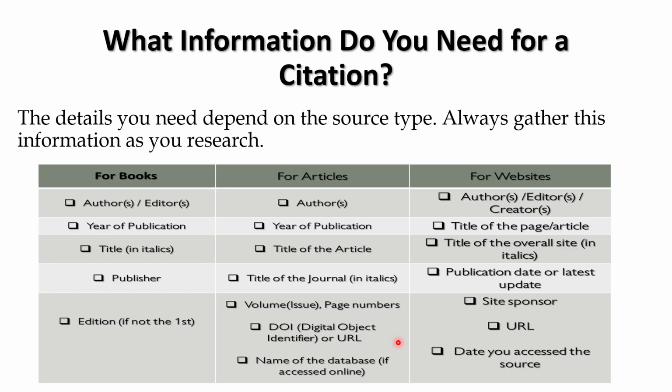DOI, this is a permanent link to the article. We also call it digital object identifier. The APA style prefers DOI over URL because DOI never changes. If an article has a DOI, include it. Name of the database, sometimes required but not always. Check with your instructor. If the article does not have a DOI, include the full URL.